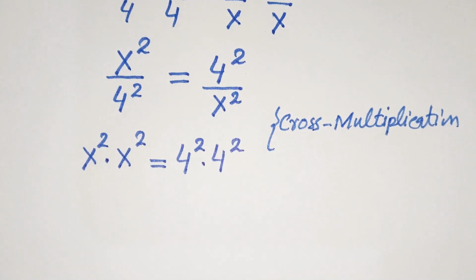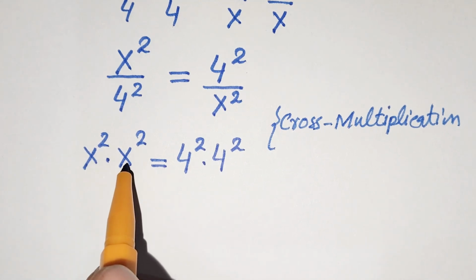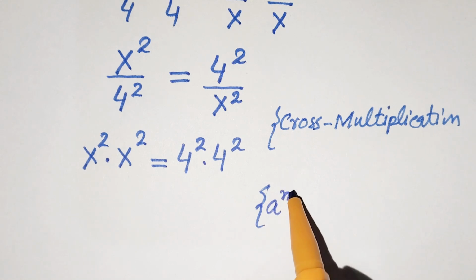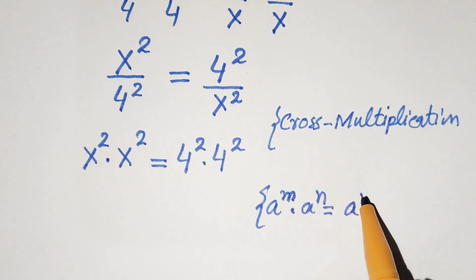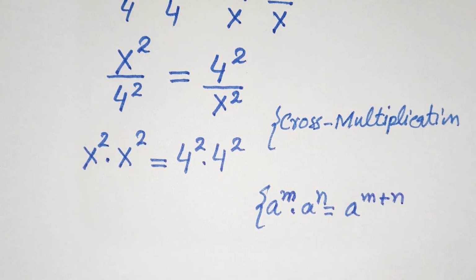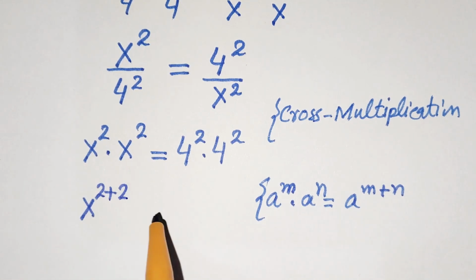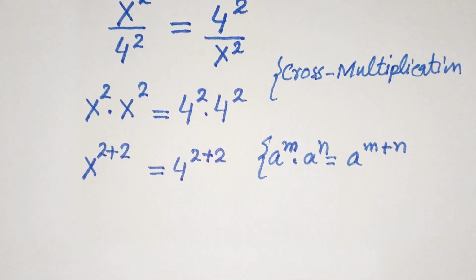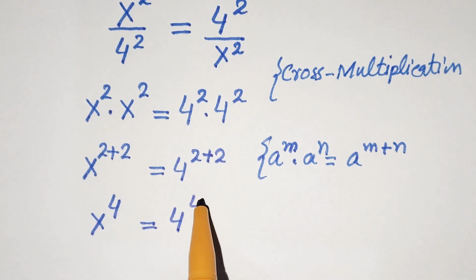Now we can write it like this: as we know, when bases are the same, the powers will be added. By the indices rule, if we have a power m times a power n, the bases are the same and the powers will be added. So we use that here: x power 2 plus 2 is equal to 4 power 2 plus 2. So it is x power 4, which is equal to 4 power 4.